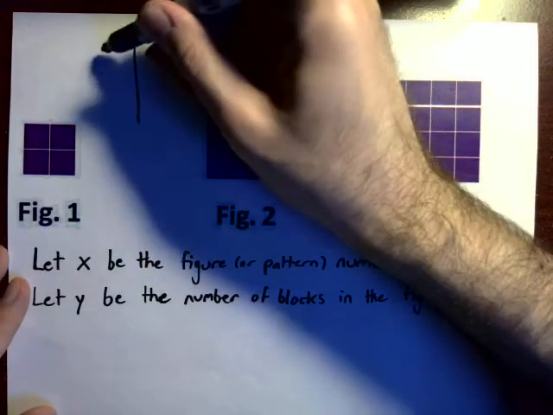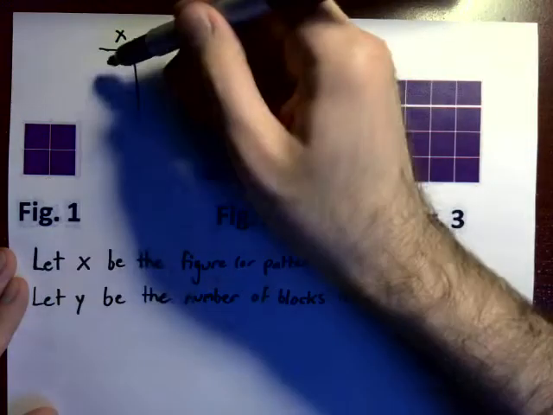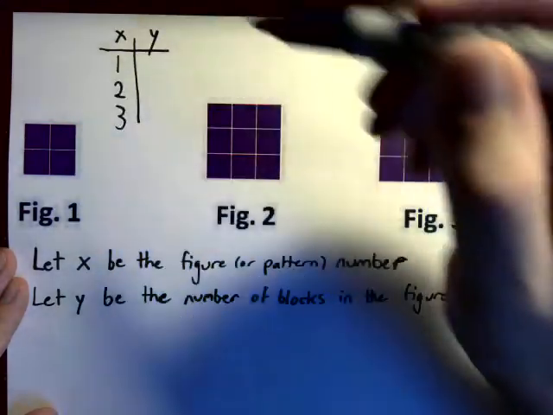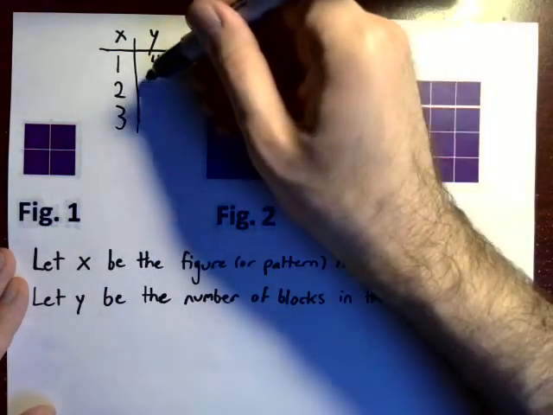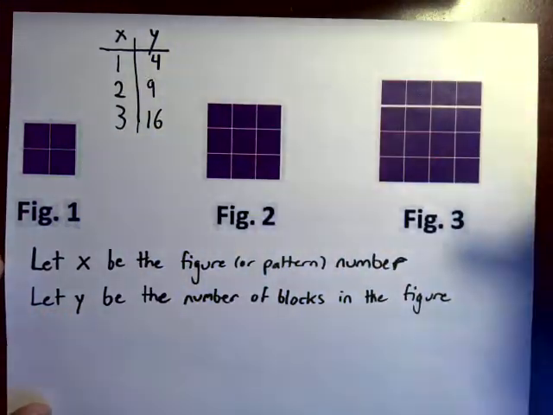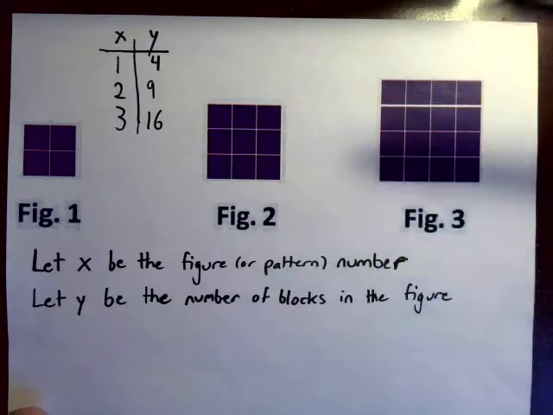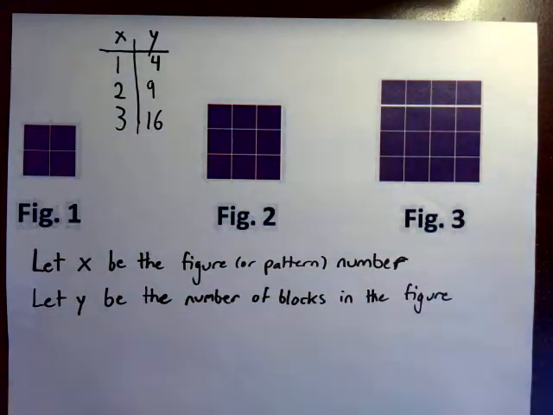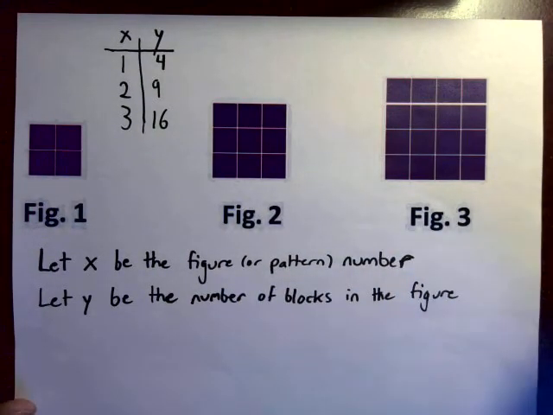So that you can see what we're starting off with, we'll make an x and y table. We have figure 1, figure 2, and figure 3. If y is the number of blocks, in the first one we had 4 blocks, the second figure we had 9 blocks, and the third figure we had 16 blocks. You could probably figure out the pattern without an equation and continue going forward step by step, but I'm going to show you how you can look at these particular blocks to think about an equation that you would make.